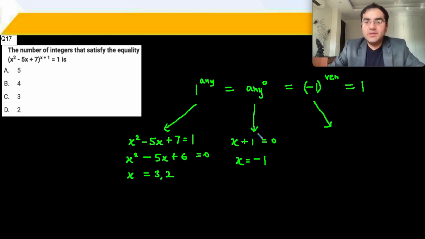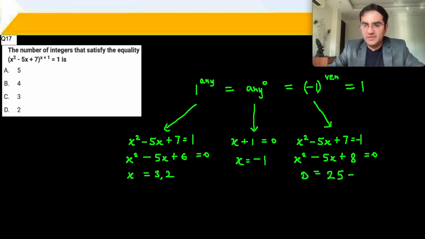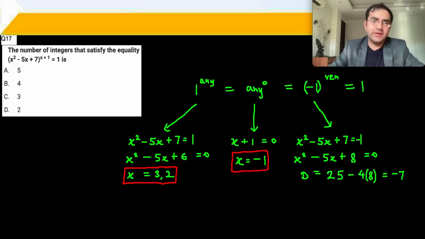And in the third one, the base has to be equal to minus 1. So we just copy paste it over here, and in place of 1 put minus 1. So 7 plus 1, 8 will become. When you find out the discriminant over here, b square minus 4ac, 25 minus 4 into 8, it turns out to be minus 7. So there are no integers over here. Forget integers, there are no real values of x available over here. So in total I have 2 roots here and 1 root here. 3 is the right answer for this question.